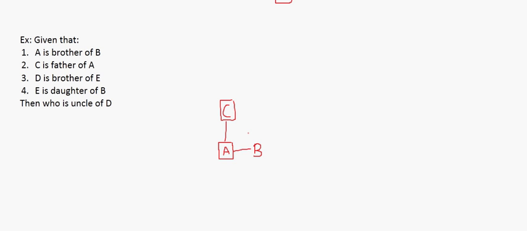D is brother of E. We don't know how E or D is related to A, B, C. The last statement says E is daughter of B, right? So E is female, daughter of B, and D is brother of E. The question was very simple. It asks, then who is D's uncle? D's uncle is A, right? D's father is who? We don't know. D's mother is who?